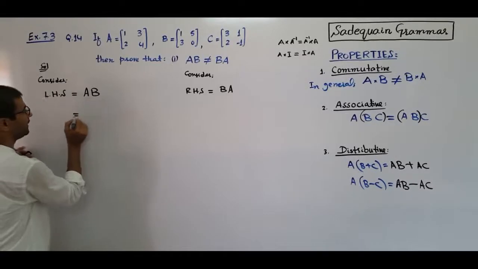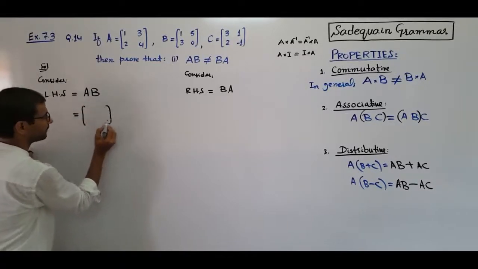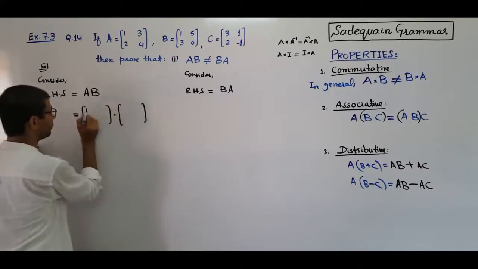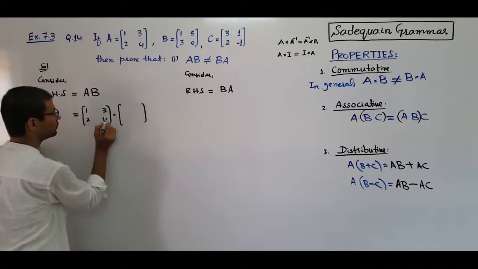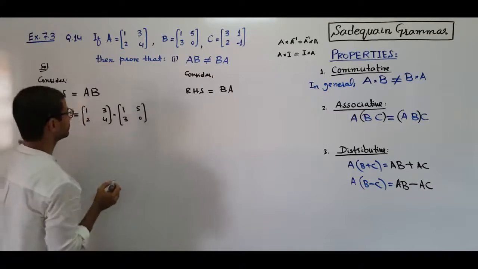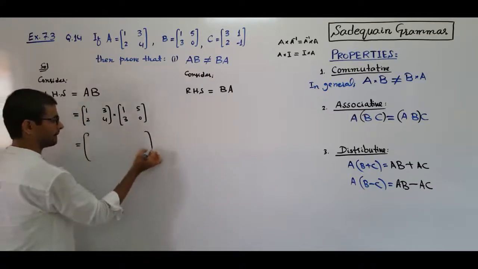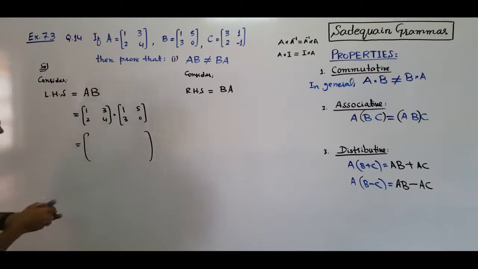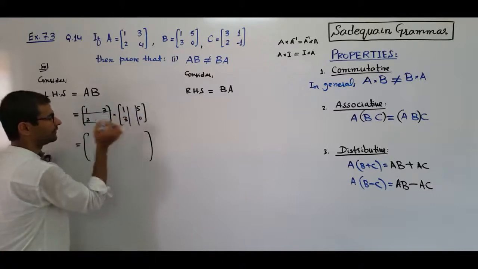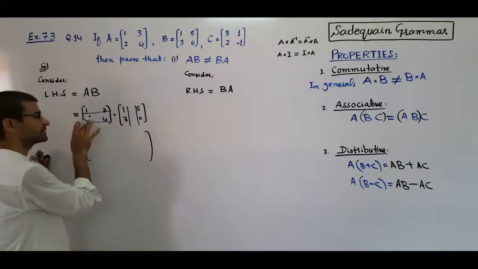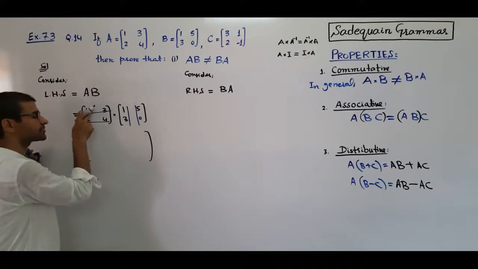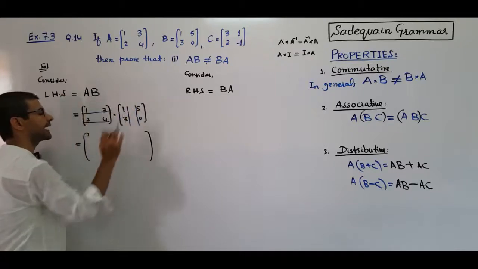How can we find AB? We have to multiply A with B. We have A as 1, 3, 2, 4 and B as 1, 3, 5, 0. Now multiply these two matrices. How can we multiply? We will multiply row versus column. Select a row in the first and select a column in the second. Now take the first row and multiply it with each column of the second matrix.